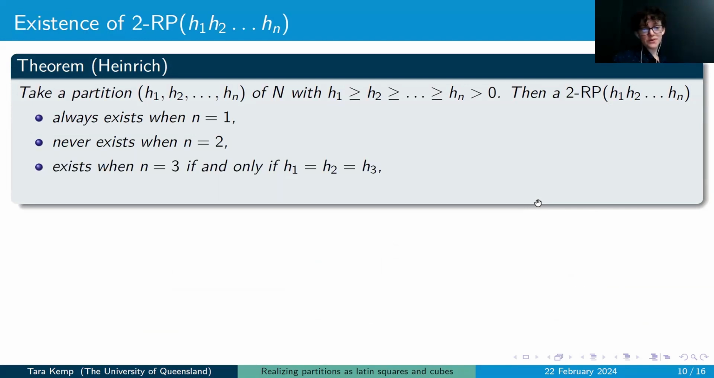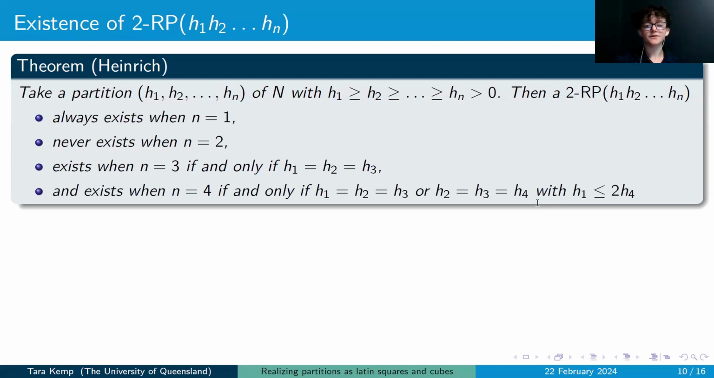If there are 3 subsquares, they have to all be exactly the same size. And if there are 4 subsquares, then either the largest 3 subsquares are the same or the smallest 3 are the same and the largest one isn't too big. And if you have 5, I have since completed 5, but the rules are not as nice as this. But 6 onwards is chaos. There's partial results, but nothing complete.